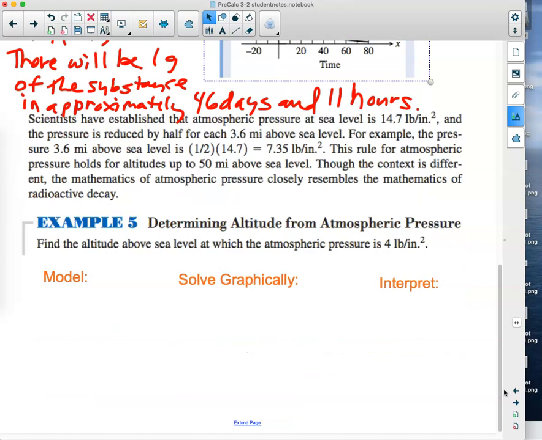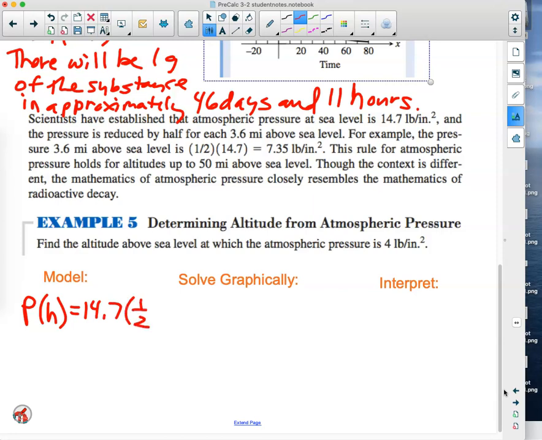Now, for example 5, determining altitude from atmospheric pressure. Find the altitude above sea level at which the atmospheric pressure is 4 pounds per square inch. So, I don't think I'm going to use T this time because this isn't about time. It's actually about altitude, which is height. So I think I'll use P of H. It started at 14.7, but it's just like half-life, decreasing by a half for each time interval.